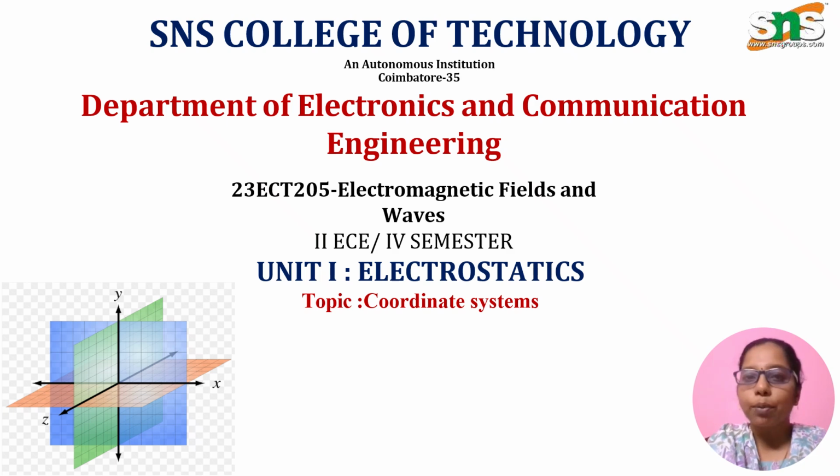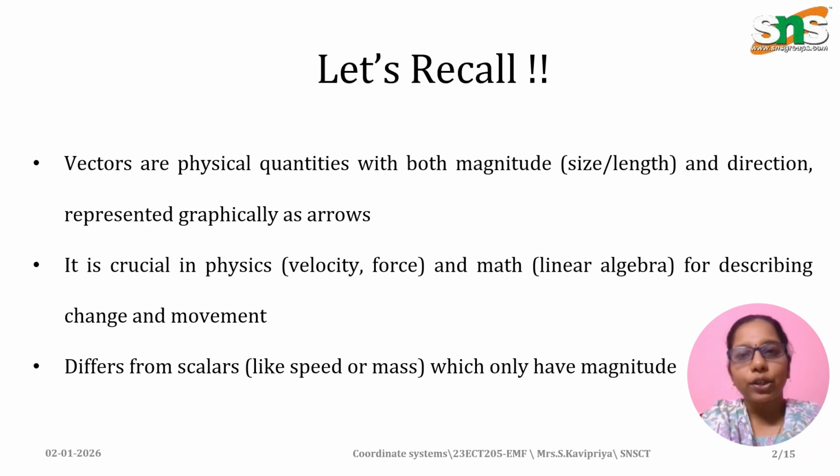I am going to discuss the topic coordinate system from the subject electromagnetic fields and waves. Before starting with the topic, let's recall the vectors. A vector is a physical quantity which has both magnitude and direction. Examples of vectors are acceleration, force, velocity, electric field, magnetic field, etc.